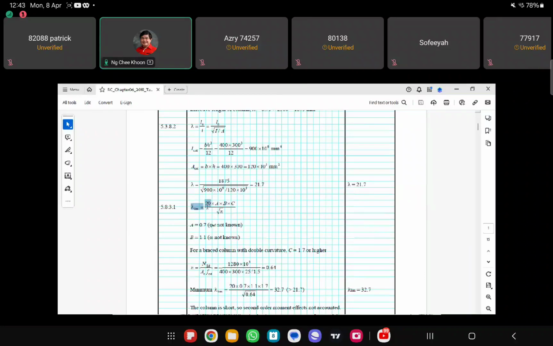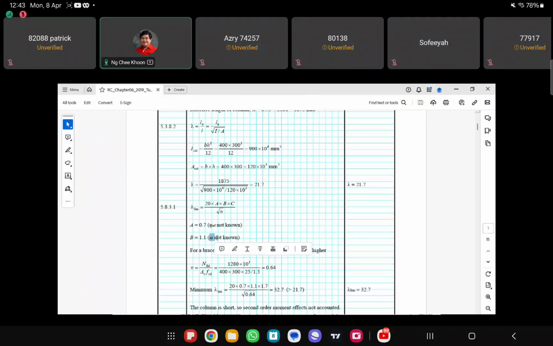And then we use this expression here to calculate the lambda limit. So we do not know the effective creep ratio, so we just use the nominal value of 0.7. And then the reinforcement also, you have not done the design, so you don't know how much steel is provided there also. So B becomes 1.1, right?